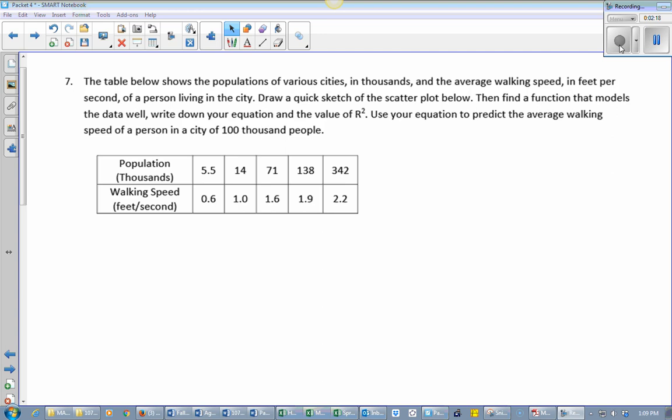Okay, so here we have a table that shows the population of various cities in thousands and the average walking speed in those cities. So you can see that as the population increases, it looks like walking speed increases too. We're going to make a quick scatter plot. I'll use Geogebra. And then pick a function that models the data well. We're going to write down the equation and the value of r squared and use our equation to predict average walking speed in a city of 100,000 people. So let's get Geogebra up.